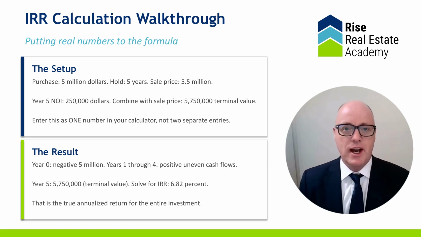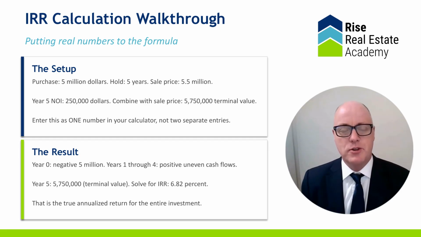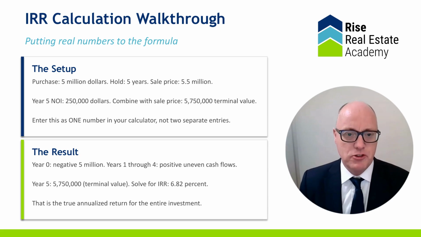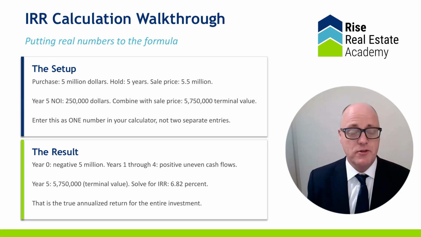Let us walk through a real calculation. We are buying a property for $5 million and holding it for 5 years. At the end of year 5, we sell it for $5.5 million. In that last year, the property kicked off a net operating income of $250,000. So for the most important part, year 5, we combine the $250,000 NOI with the $5.5 million sale price to get a single final cash flow of $150,000. Year 0 is our initial investment, a negative cash flow of $5 million.